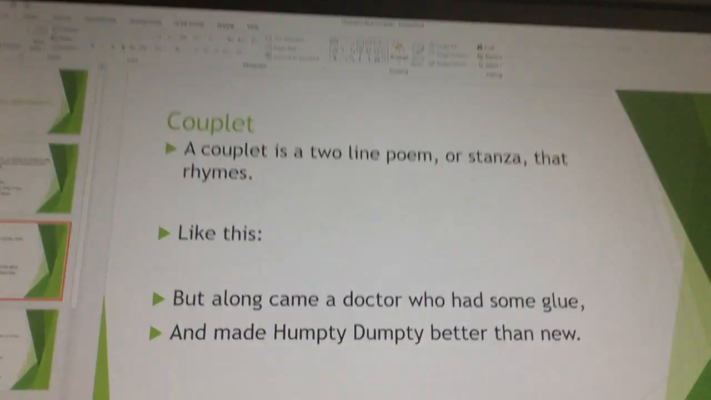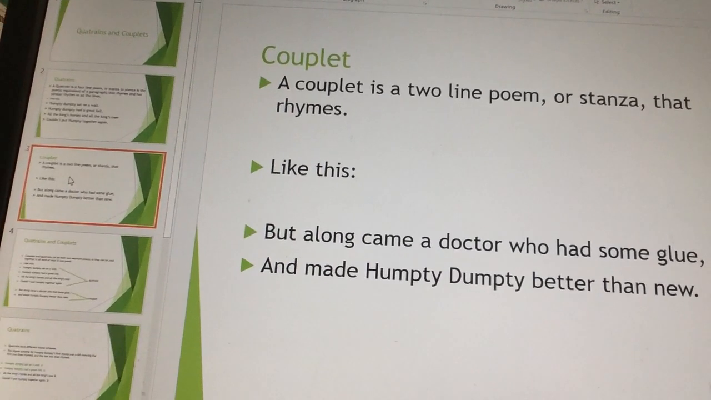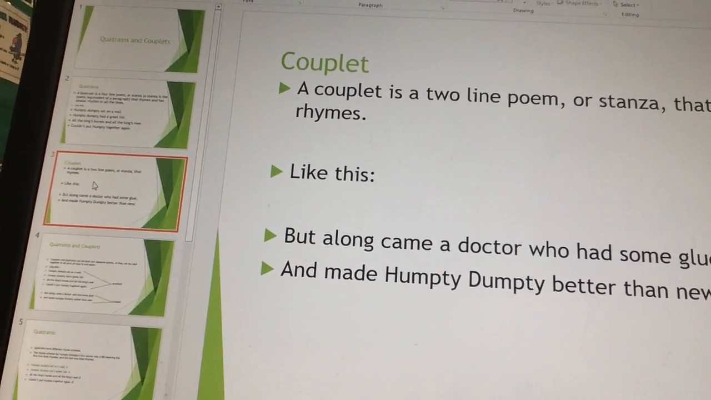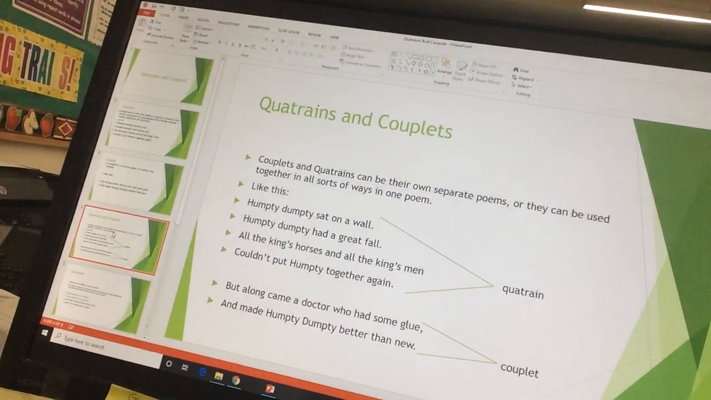And here's an example of that. But along came a doctor who had some glue and made Humpty Dumpty better than new. Okay, so couplets and quatrains can be their own separate poems, or they can be used together in all sorts of ways. Like this, the Humpty Dumpty poem is a quatrain and a couplet.